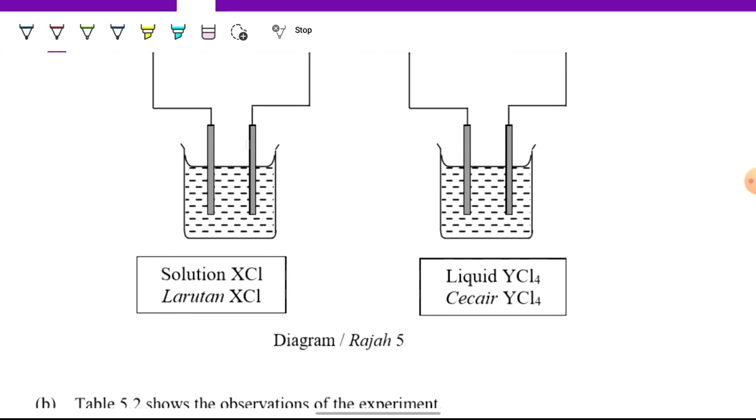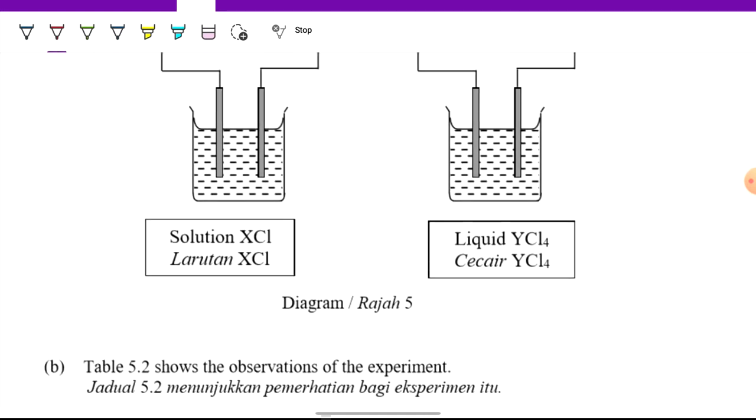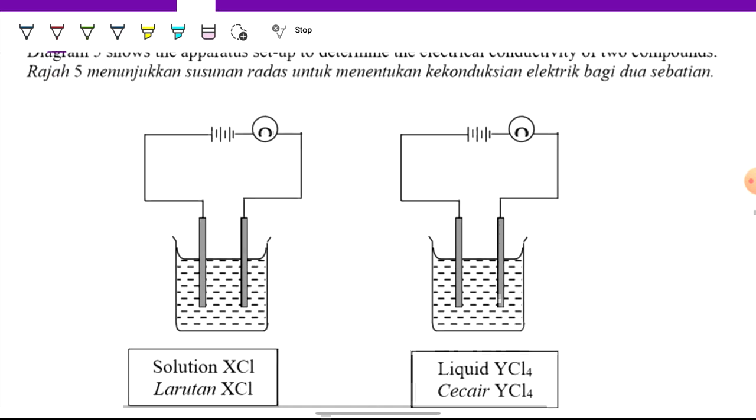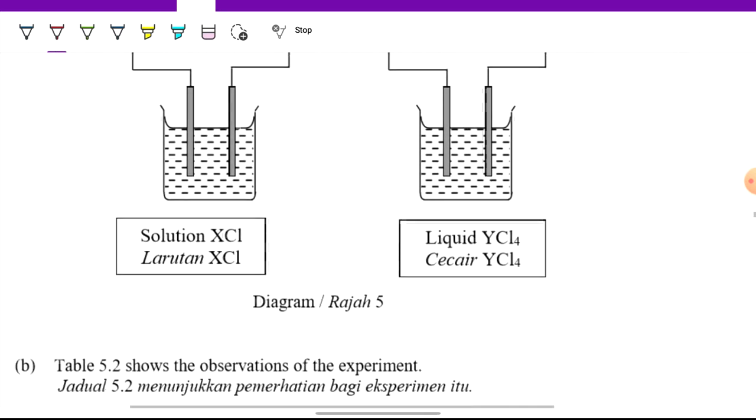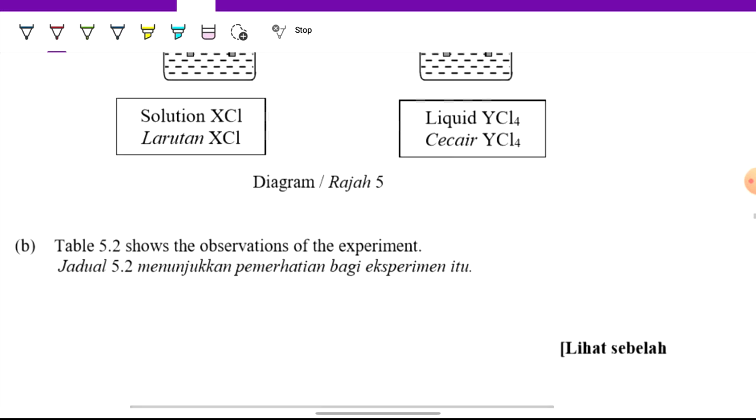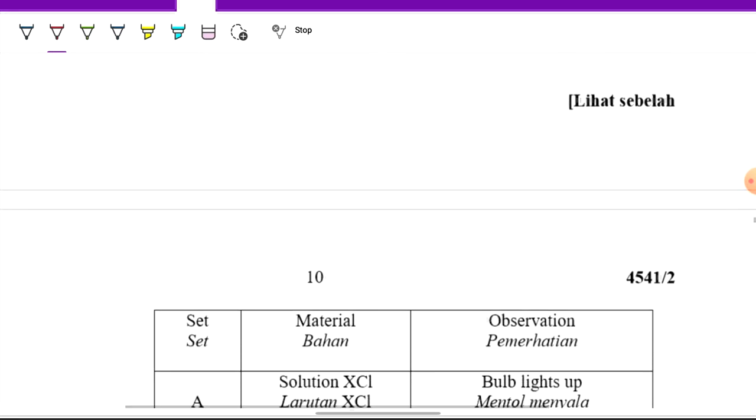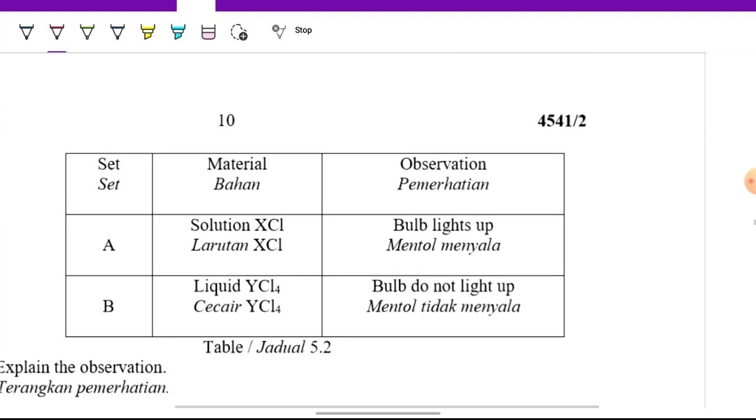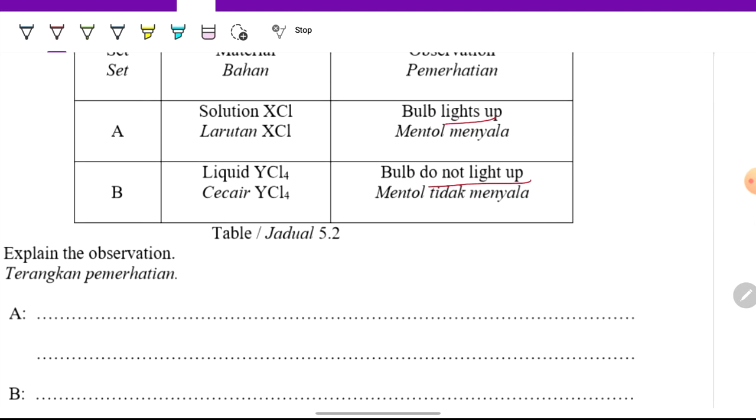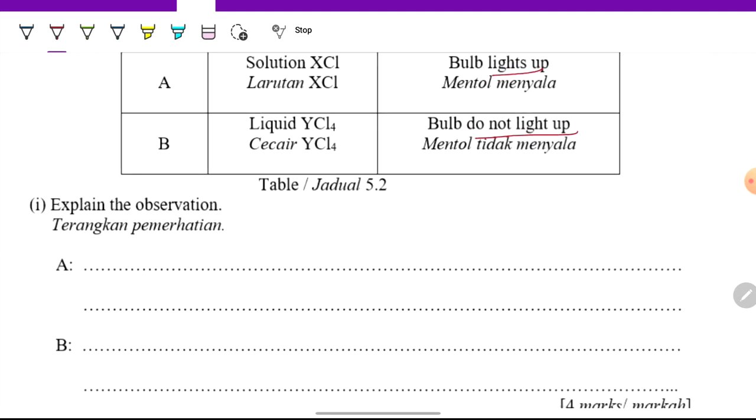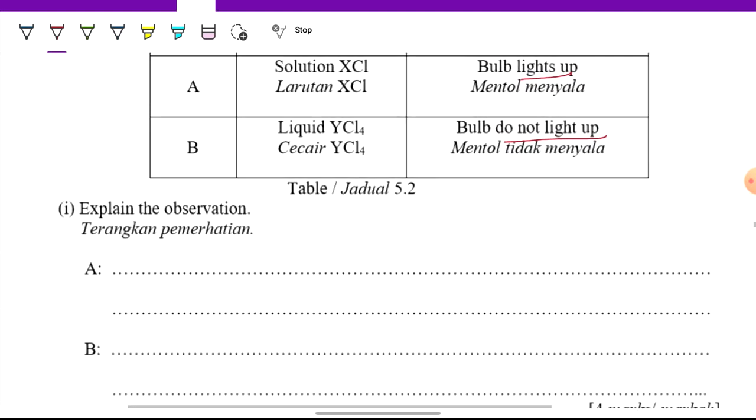Now, the diagram shows the apparatus that determines the electrical conductivity of two compounds here. So XCl solution and YCl4 liquid. Now you see there is no observation yet. The table shows the observation: for A the bulb lights up, but for B the bulb does not light up. So explain your observation, why A can light up the bulb but B cannot.